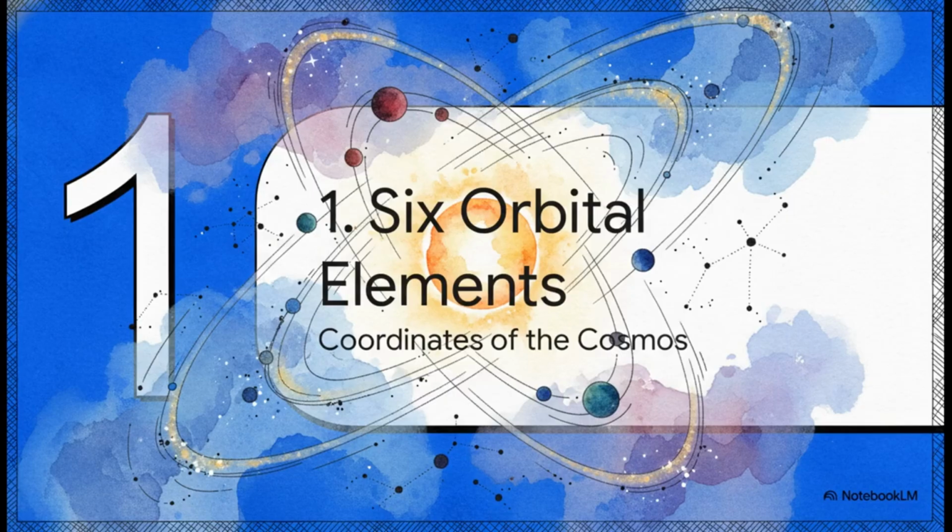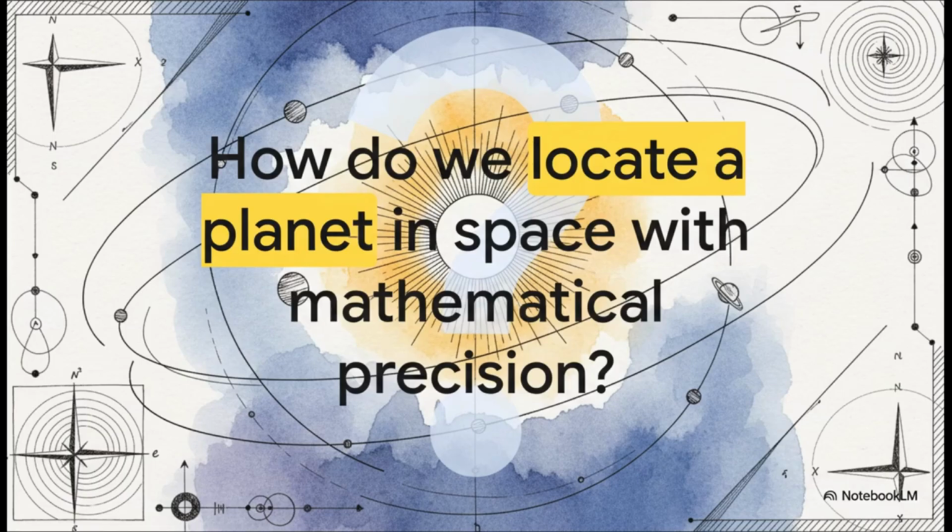All right, so to completely and unambiguously describe how a planet is moving, it turns out you need exactly 6 independent pieces of information. You can think of them as the coordinates of the cosmos. Together, we call them the orbital elements. And really, this question gets to the heart of the challenge in celestial mechanics. The solution, though, is just remarkably elegant. These 6 elements, when you put them all together, create a complete and totally unique fingerprint for any object's orbit around a central body, like our Sun.